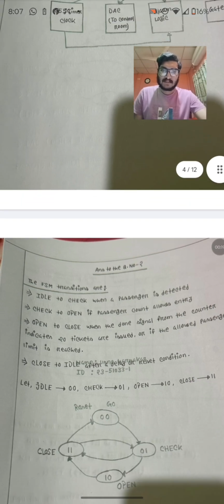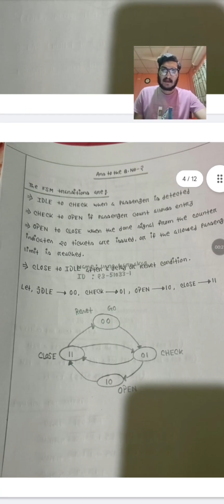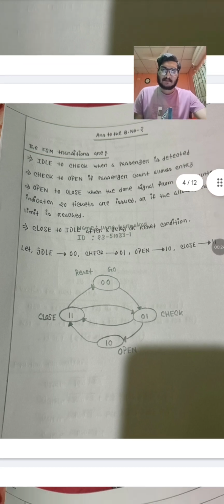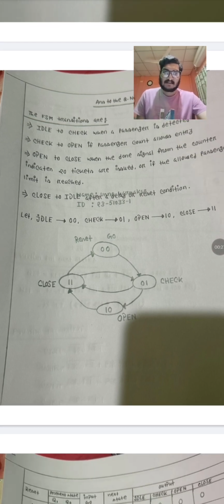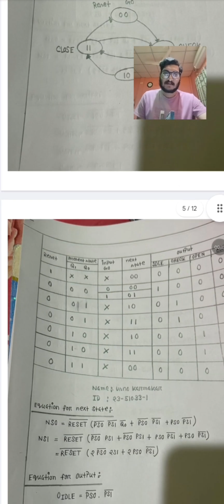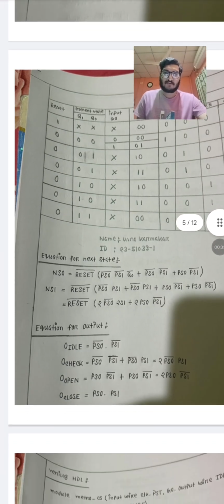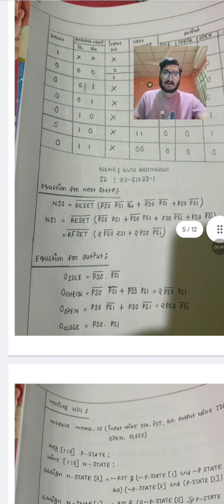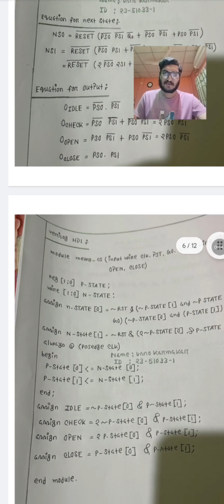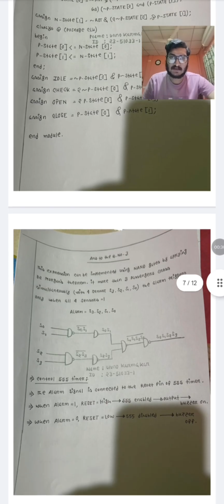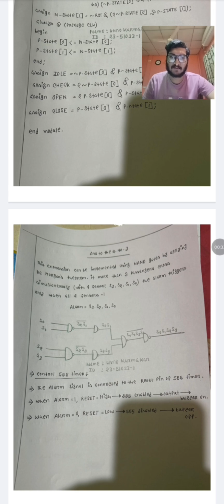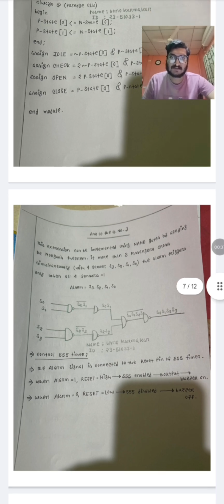In the second question, I will discuss FSM counter, and there are 3 states in this counter: check, open and close. In this counter table, I find out equation for next state and equation for output, and also write down the Verilog HDL code in this counter. In the third question, I identify the control triple flip timer, and this expression can be implemented using NAND gate by applying De Morgan theorem.